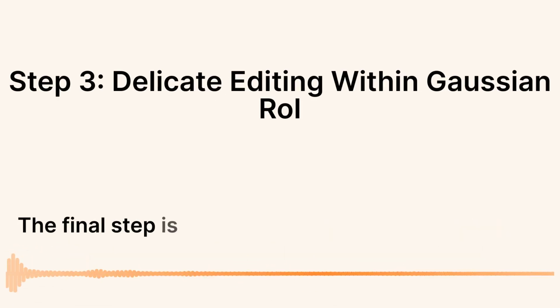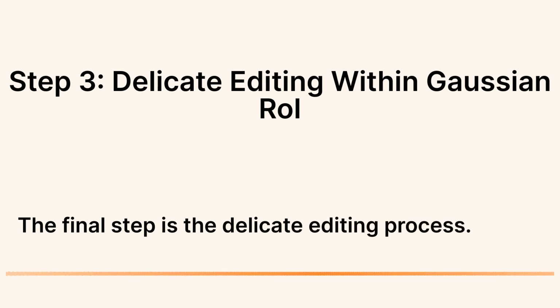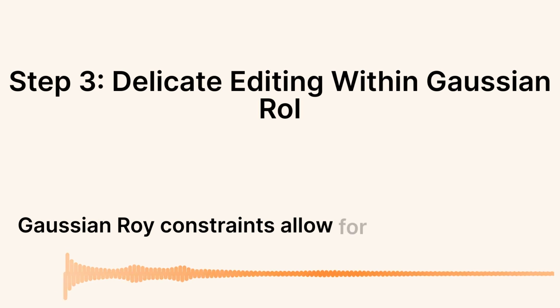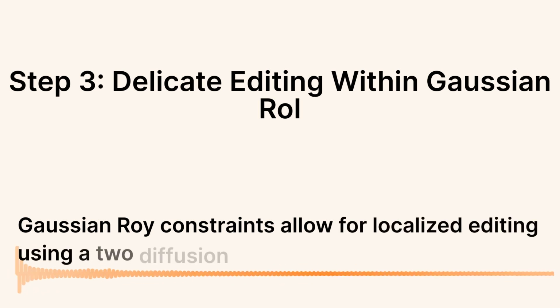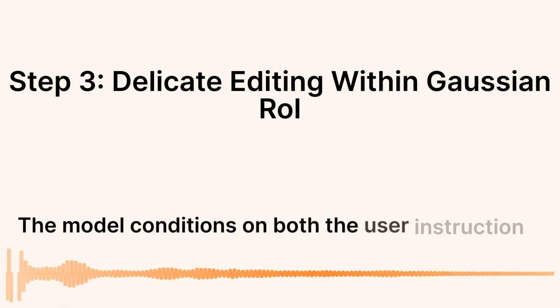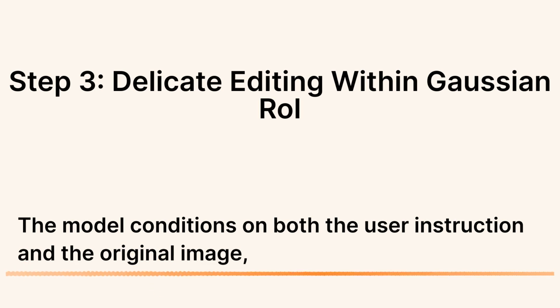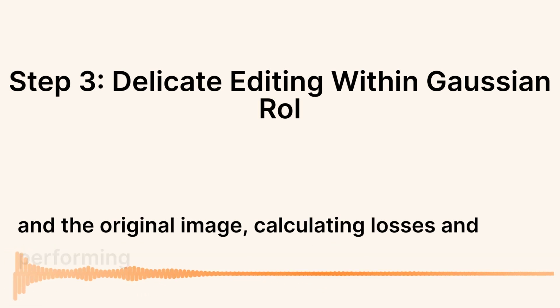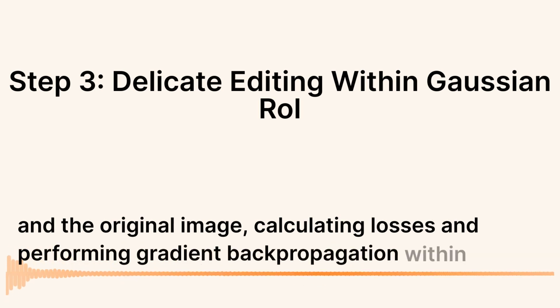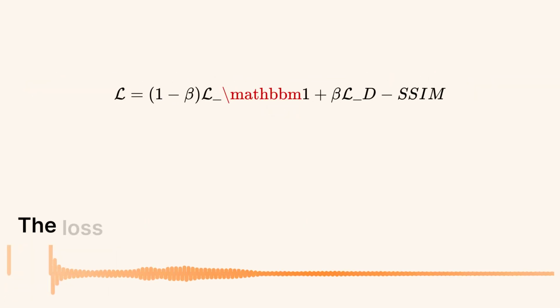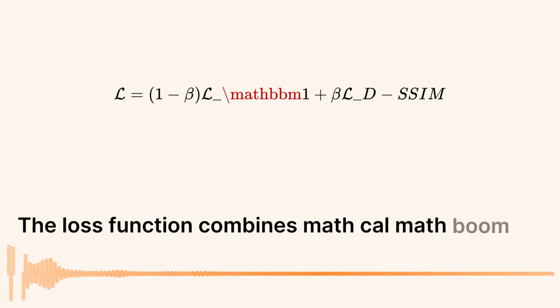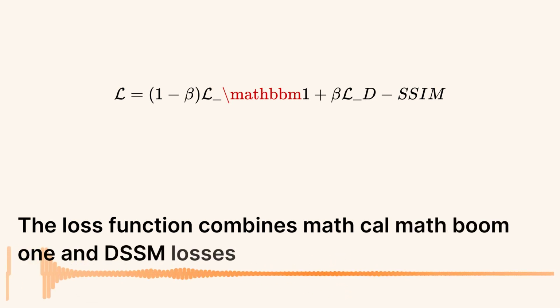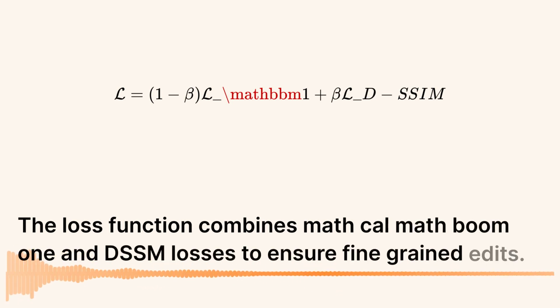The final step is the delicate editing process. Gaussian ROI constraints allow for localized editing using a 2D diffusion model. The model conditions on both the user instruction and the original image, calculating losses and performing gradient backpropagation within the Gaussian ROI. The loss function combines L1 and D-SSIM losses to ensure fine-grained edits.